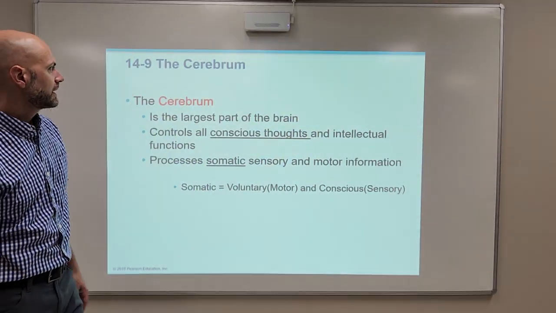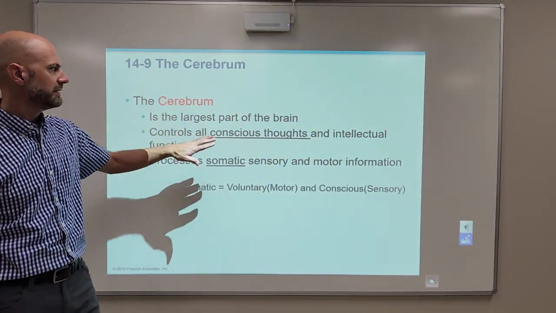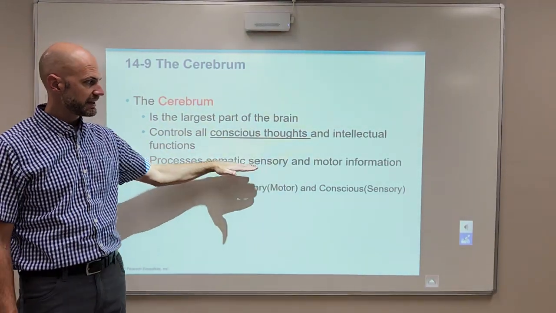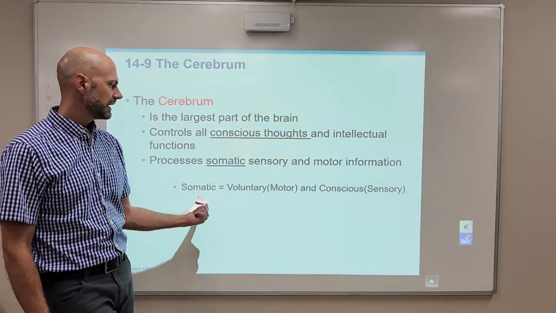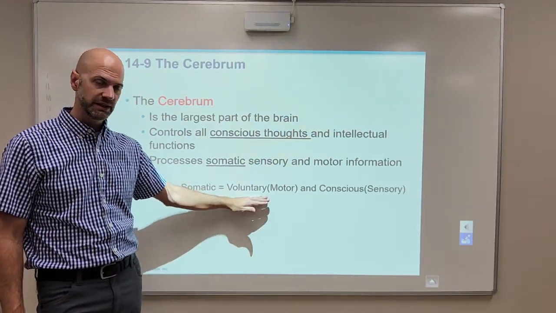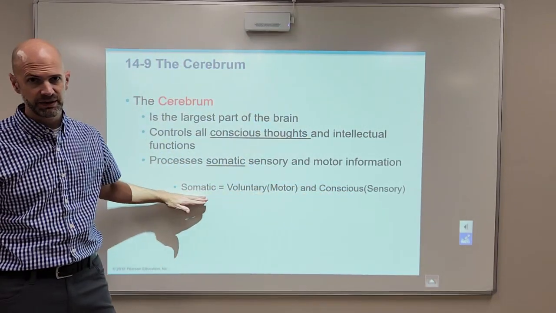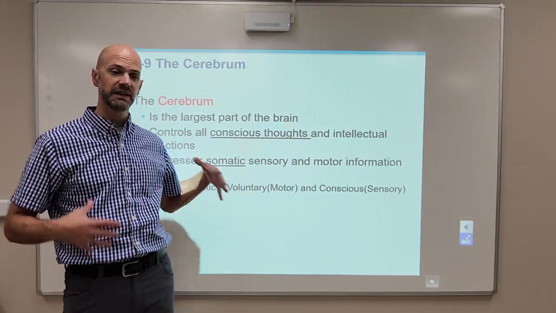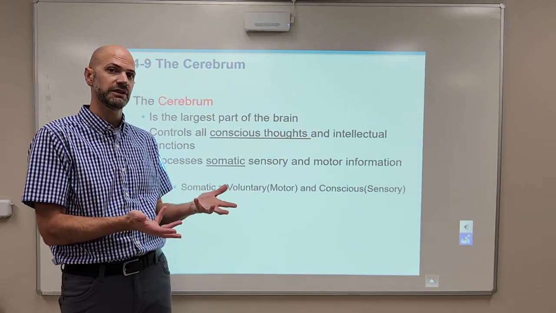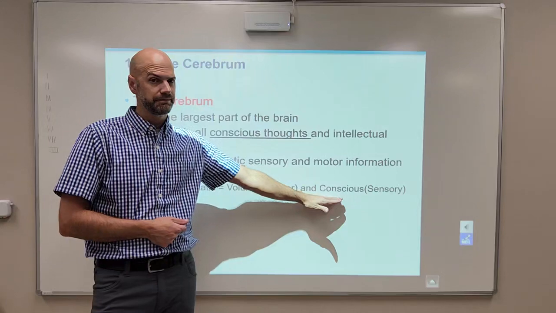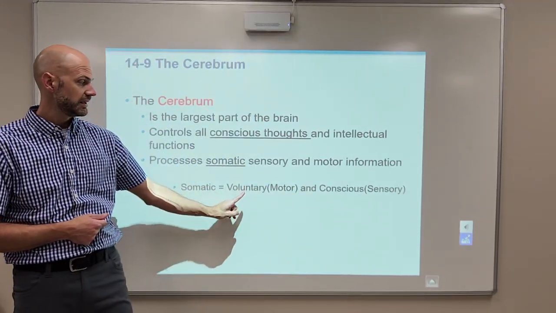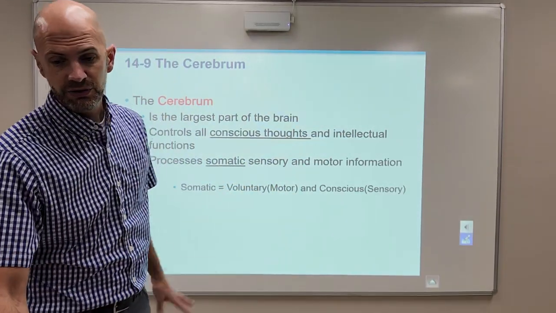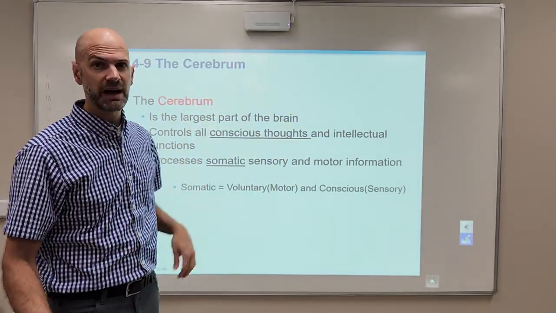The cerebrum is the largest part of the brain, controls all conscious thought and intellectual function, and processes somatic, sensory, and motor information. Remember, somatic means voluntary and conscious. This is the paradigm I laid down for somatic versus autonomic. Somatic means voluntary, meaning I tell my body what to do, and I'm aware of it. Autonomic is the reverse, involuntary and subconscious. So the cerebrum is mostly somatic function.